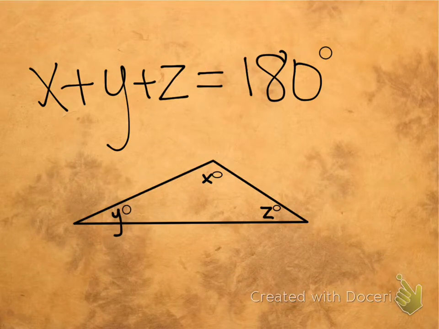We also need to know that within a triangle there's always 180 degrees. There's no change in that, no matter what kind of triangle it is. It's always 180 degrees. So in this example, you have x plus y plus z equals 180 degrees, because as you can see in the triangle, the angles are named x, y, and z.